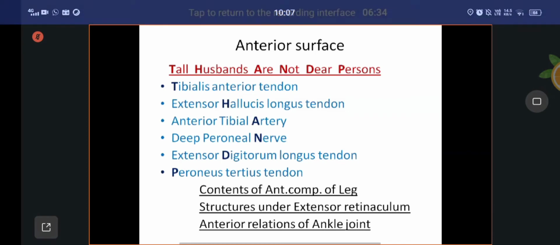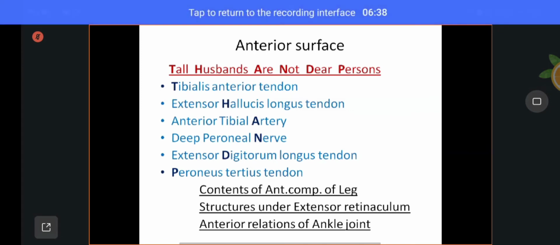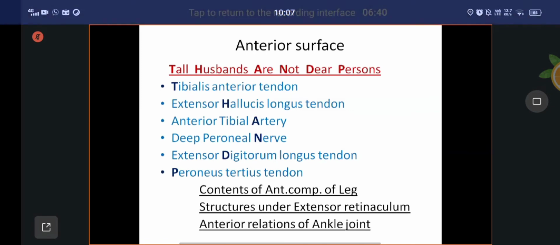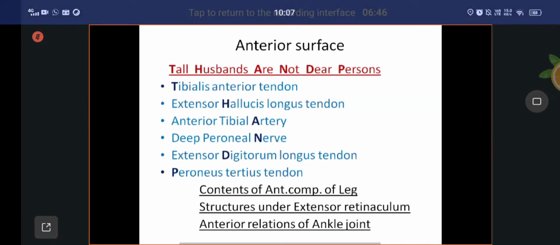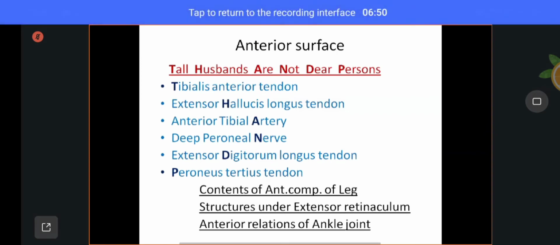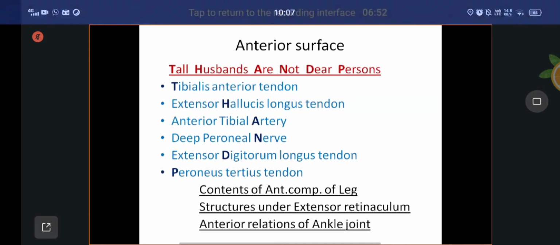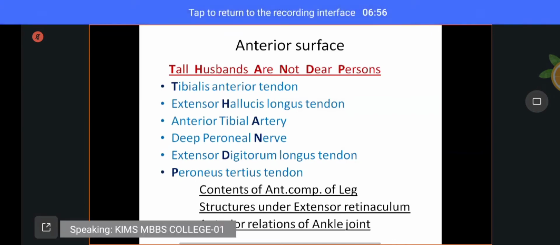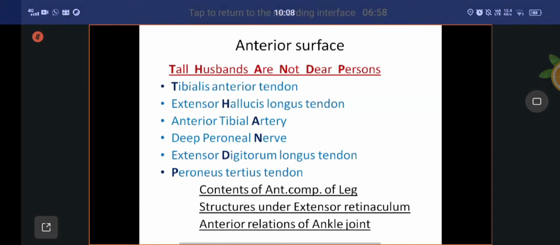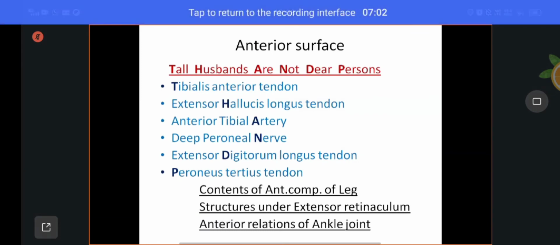H stands for hallucis longus tendon, because it is the extensor compartment, extensor hallucis longus tendon. A stands for artery, that is the anterior compartment artery, the anterior tibial artery. N stands for nerve, that is the deep peroneal nerve, the nerve of the anterior compartment. And D stands for digitorum longus tendon, the extensor digitorum longus, because the anterior compartment is also called the extensor compartment.